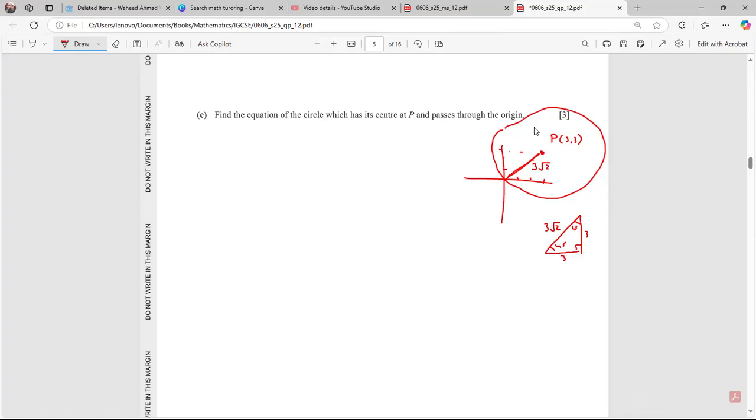Now, if I want to find the equation of the circle, it is going to be (x minus 3) squared plus (y minus 3) squared, equal to the square of the radius, which is 3 squared times 2, 9 times 2, is 18. So this is the equation of my circle: (x minus 3) squared plus (y minus 3) squared equals 18. So this is the final answer. Okay, I hope it is clear.